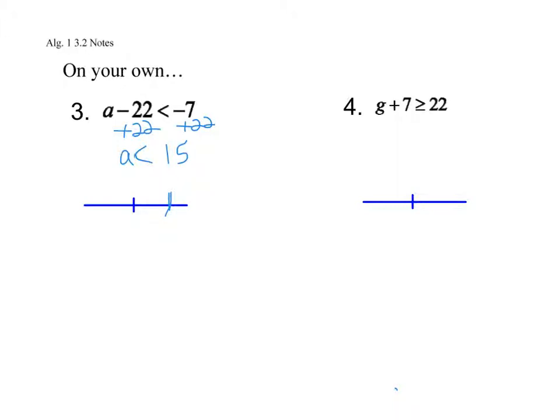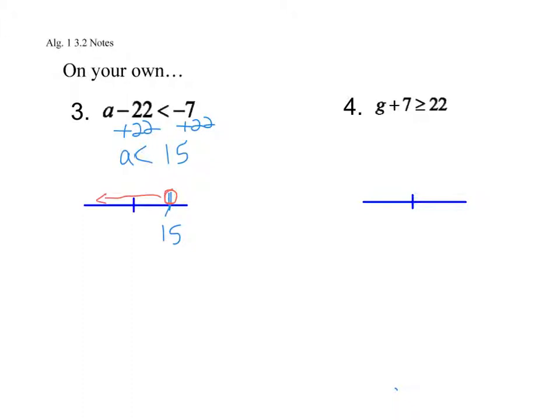Okay, and I'm going to label my point. Boy, this thing is not cooperating with me today. 15. And a is less than 15, so I'm going to make my circle open, and a is everything in that direction.